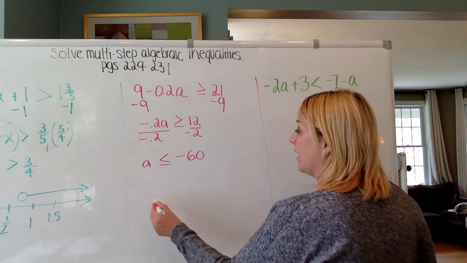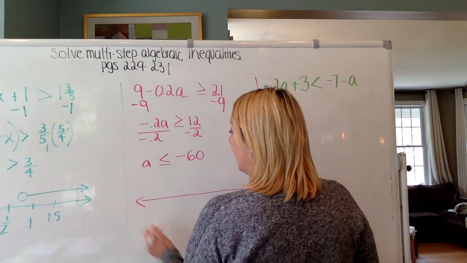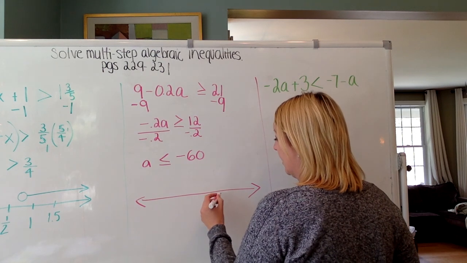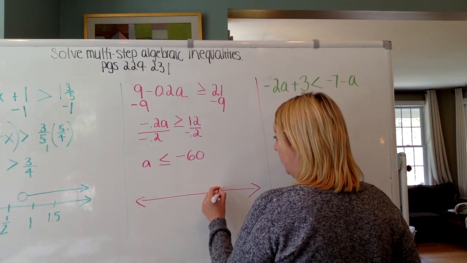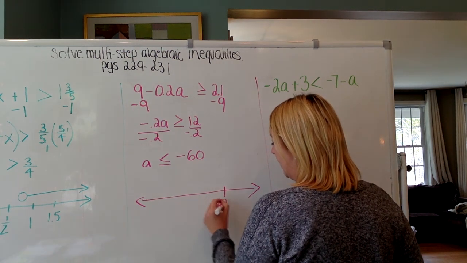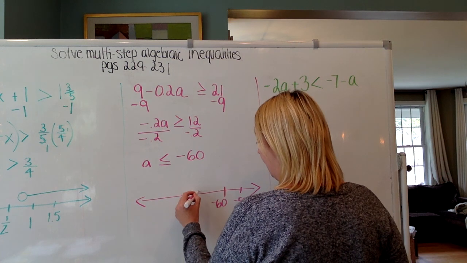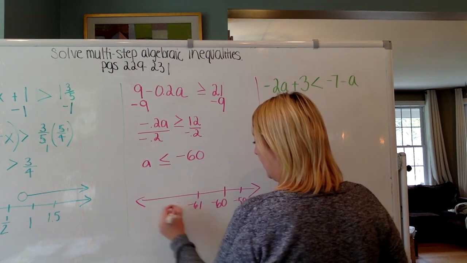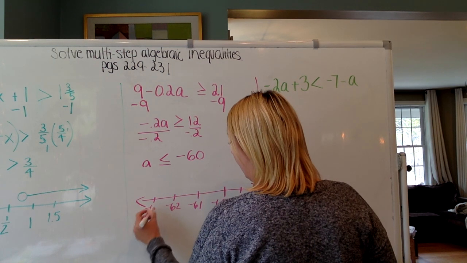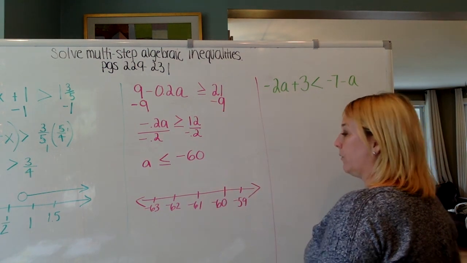But right now, today, we are just going to move towards graphing. So a is less than or equal to negative 60. So less than or equal to negative 60, which means I have negative 59, and then I've got negative 61, negative 62, negative 63. So a is less than or equal to negative 60.